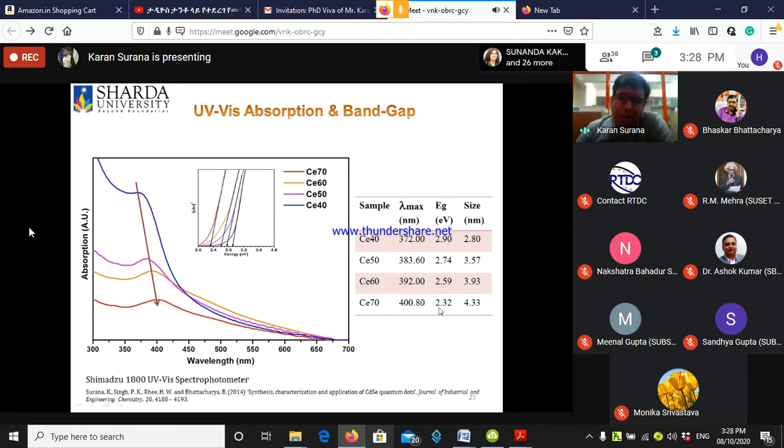So we were able to tune the band gap right from 1.74 electron volts all the way up to 2.9 electron volts. The size was calculated according to XRD and compared to one of the previous papers which we had published using a similar method. Again, we can see there is an increase in particle size with the decrease in band gap, as we know that the size is inversely proportional to the band gap of the QDs of the material.